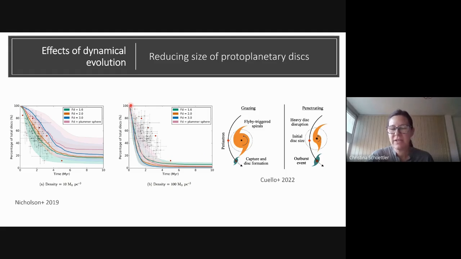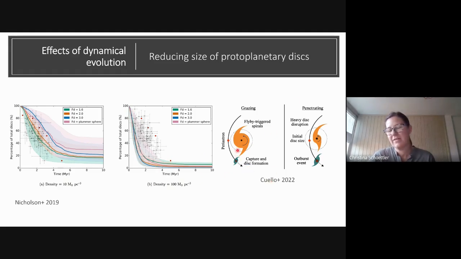In denser regions, this evolution is even more dramatic. You can see here how the percentage of total disks drops to almost zero after 2 to 3 million years. And this kind of drop or destruction of disks can happen.